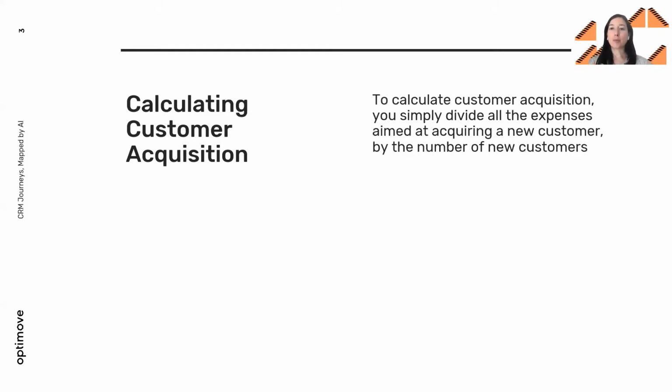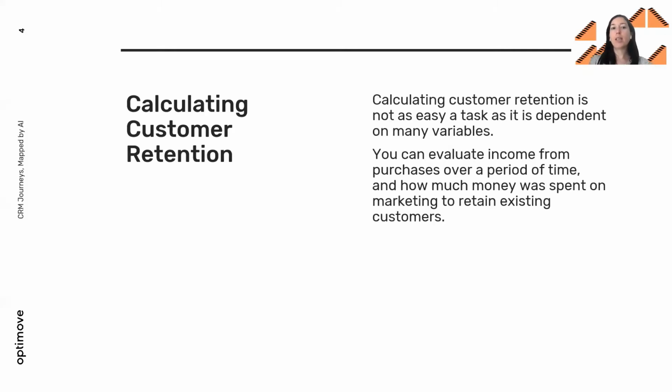Now, calculating customer acquisition is the easy calculation to do. You're basically going to divide all the expenses aimed at acquiring a new customer by the number of new customers. So if you spent $100 on customer acquisition and you acquired 10 new customers, your cost of acquisition is $10 per customer. Now, when it comes to calculating customer retention, that's going to be a little more difficult.